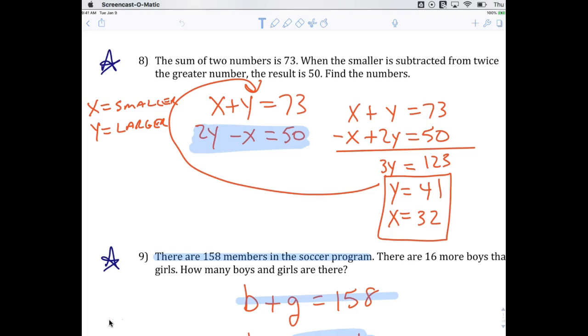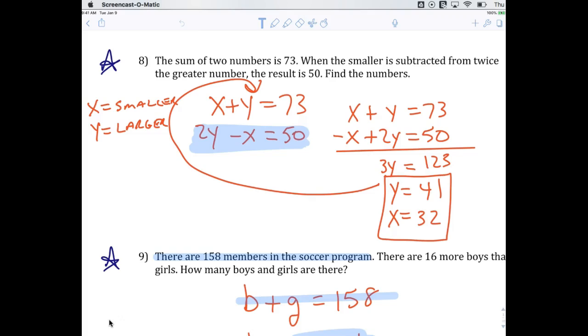You could have used A and B. You could have used L and S for larger and smaller. I just don't like using S because it looks like a 5 half the time. So I like to use X and Y. And when I choose X and Y, if it's different from what the actual word problem is asking about, then I write down my note to make sure that I can identify what my solution is and what it represents. All right, does anybody have any questions with number 8?